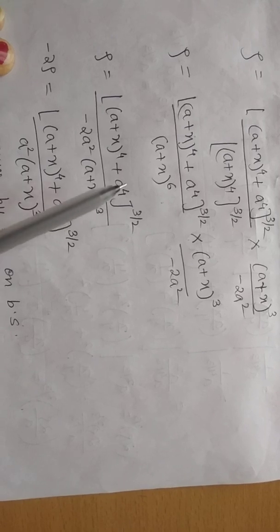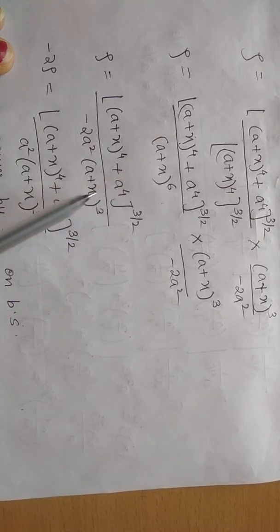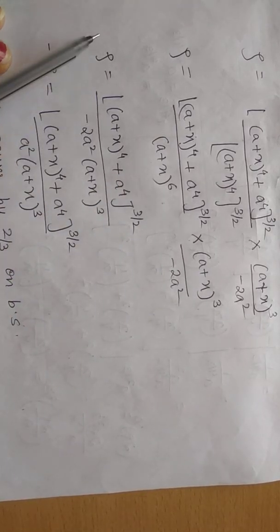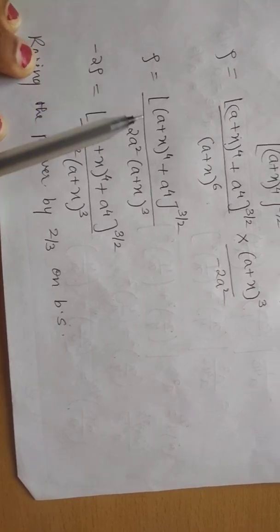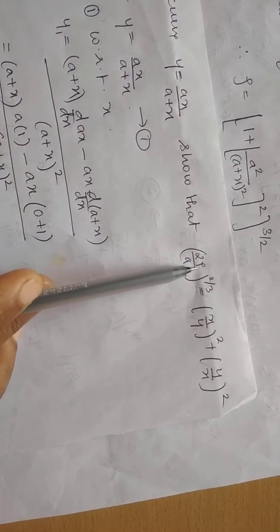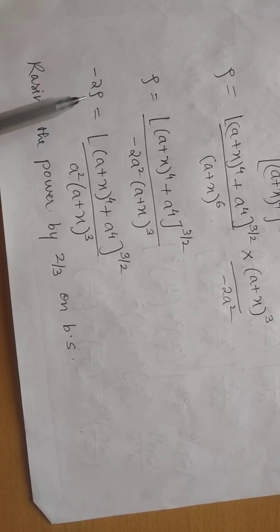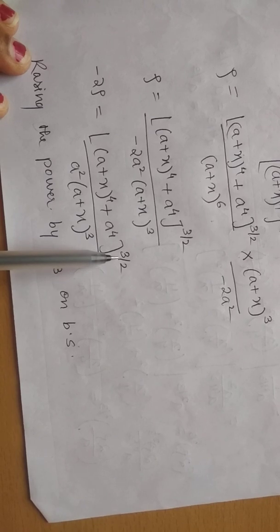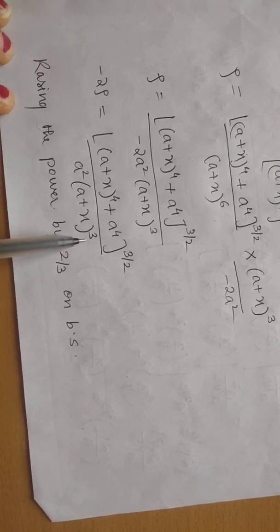Now, this is minus 2a square into a plus x the whole cube. One of the 3 brackets will get cancelled. I will take this minus 2 to this side, so minus 2 rho. Why am I taking minus 2 to this side? Because I wanted to prove 2 rho; 2 rho is required. So when I take minus 2 to this side, it will become a plus x raised to 4 plus a raised to 4, raised to 3 by 2, upon a square into a plus x the whole cube.